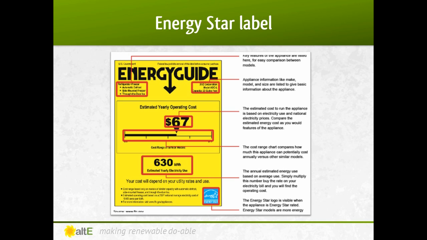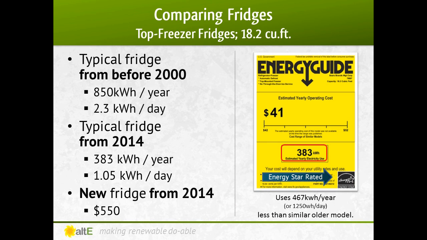So what's the big deal? I'm going to walk you through a couple of examples to see how this pertains to solar. Refrigerators have come a long way in this century. A typical fridge from before the year 2000 used about 850 kilowatt hours a year. An average Energy Star fridge these days uses less than 400 kilowatt hours a year. That's less than half the power from just 14 years earlier.